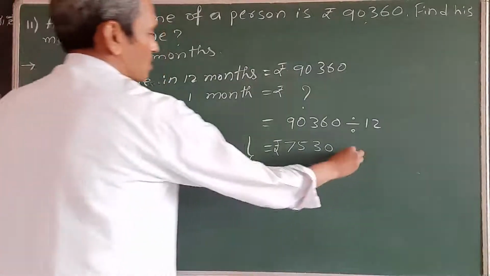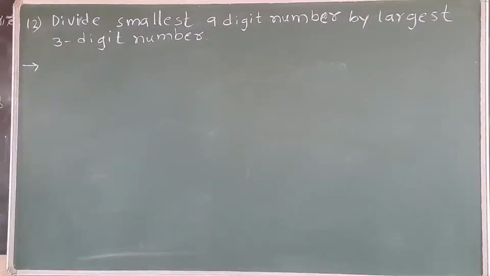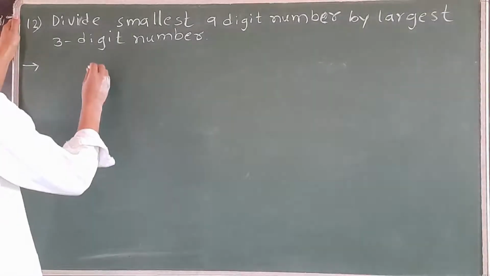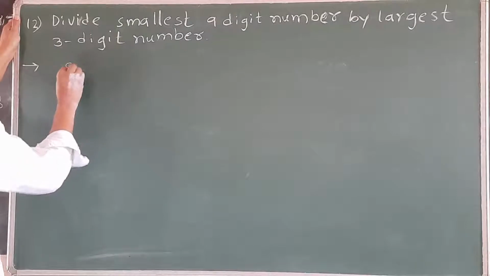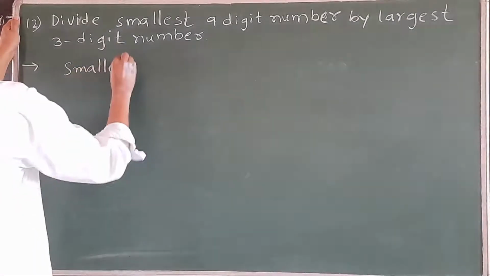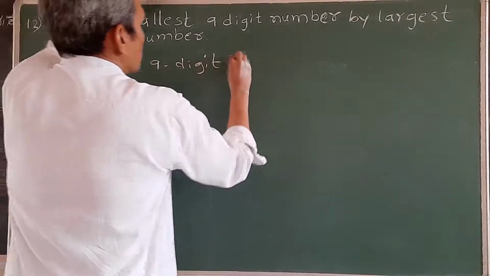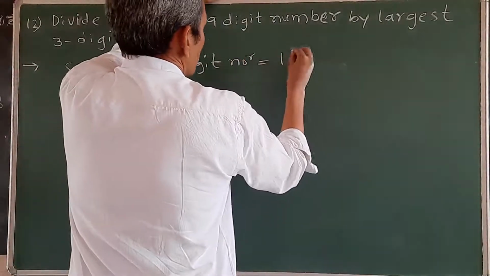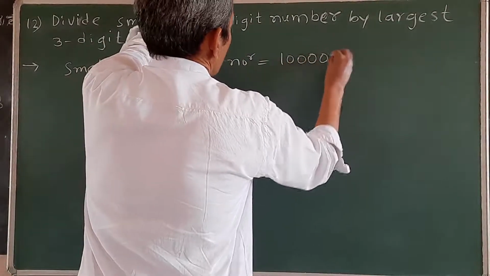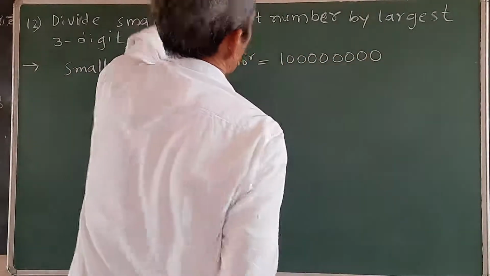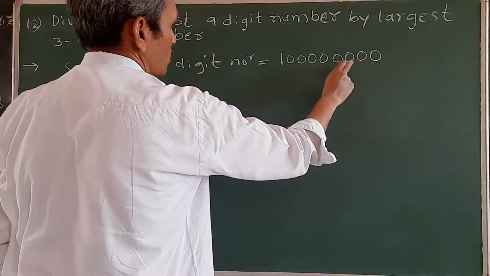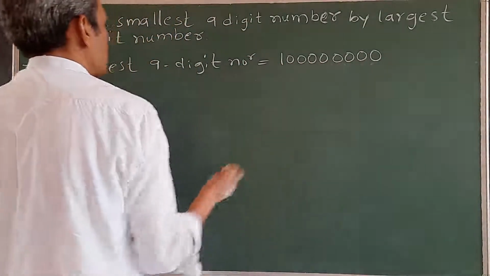Okay, second one, that is divide smallest 9-digit number by largest 3-digit number. We have already learnt about smallest and largest numbers of 1 to 9 digits. Now we will write the smallest 9-digit number. The smallest 9-digit number is 1 and 8 zeros. How many digits? 1, 2, 3, 4, 5, 6, 7, 8, 9 digits are there.